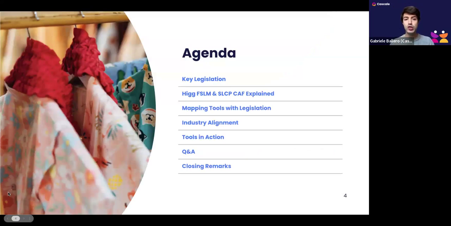So today, as you can see in the screen, we will cover key legislation, Higg FSLM and SLCP CAF explained. We will see the mapping that SLCP has developed of the tools with legislation. We're going to talk about industry alignment. We're going to see the tools in action, and we're going to wrap up with a Q&A and some closing remarks.